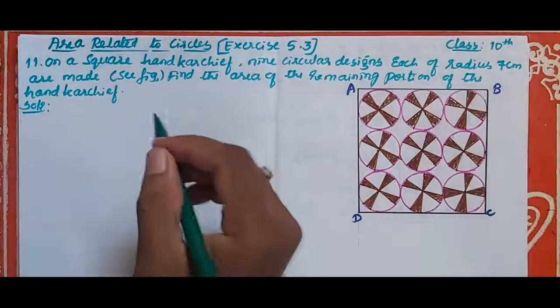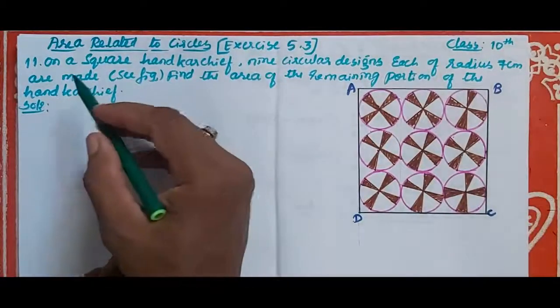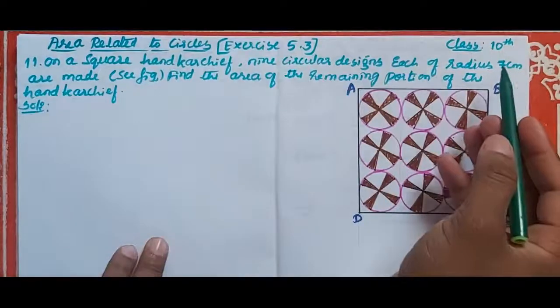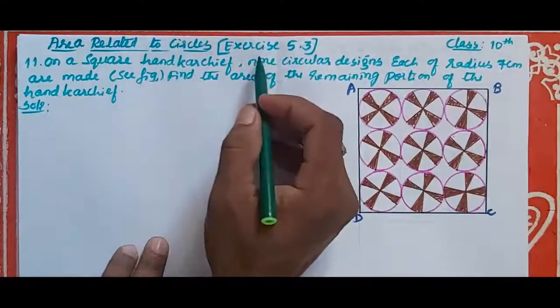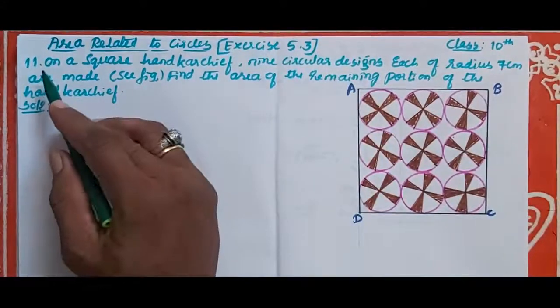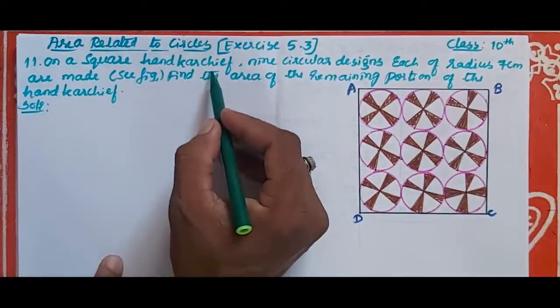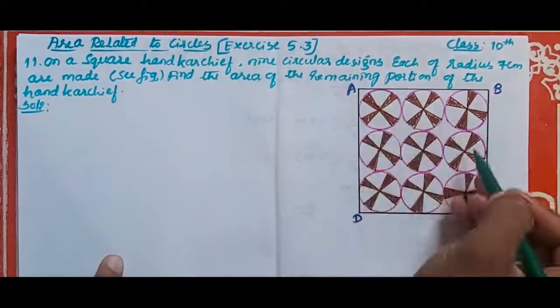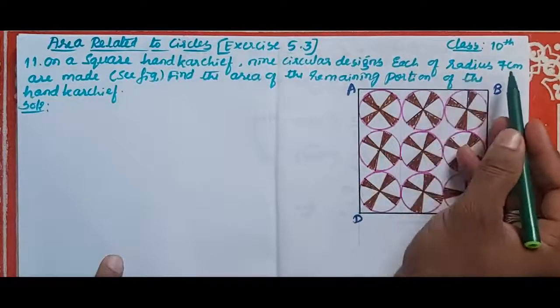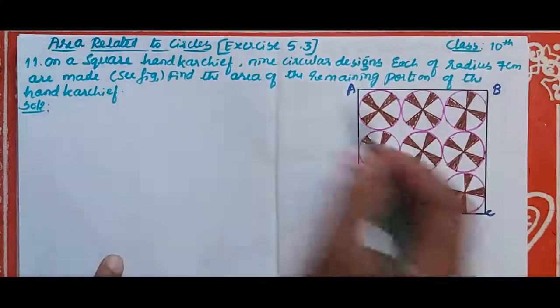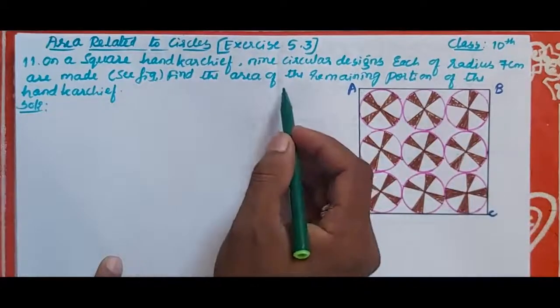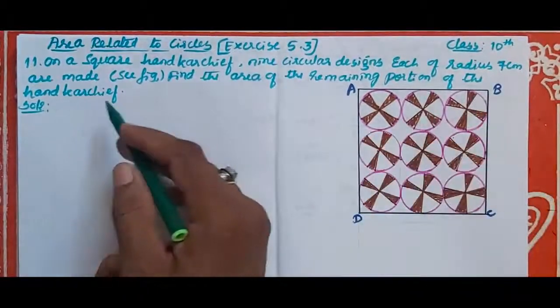Dear students, today in this class you are going to learn about the 11th question. This is of class 10th standard on area related to circles. Exercise 5.3, 11th question: on a square handkerchief, 9 circular designs, each of radius 7 centimeter, are made. Look at this figure. Find the area of the remaining portion of the handkerchief.